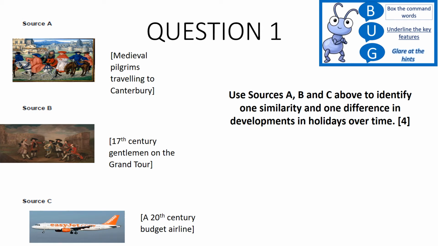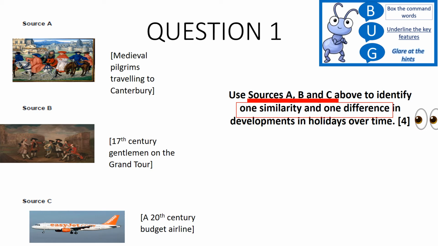Now, as always, the first thing we're going to do is box the command words, which in this case is one similarity and one difference. We're going to underline the key features, which are the sources, and then we're going to glare at the hints, which are the marks and, of course, the sources.